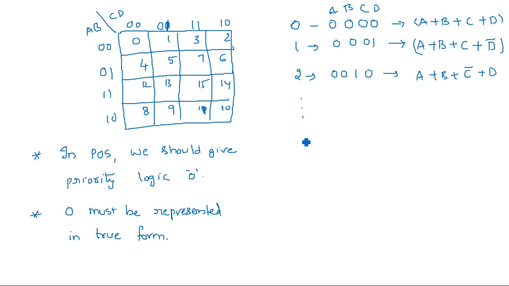And similarly, somewhere around like 10: 1 0 1 0. How can you represent 1 0 1 0? It is A bar plus B plus C bar plus D.